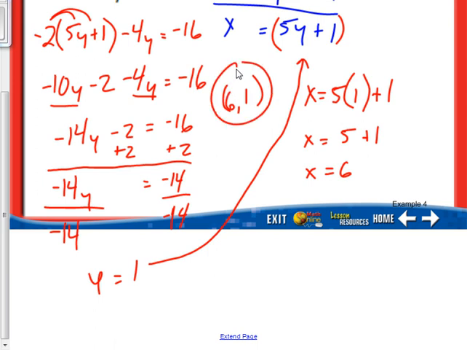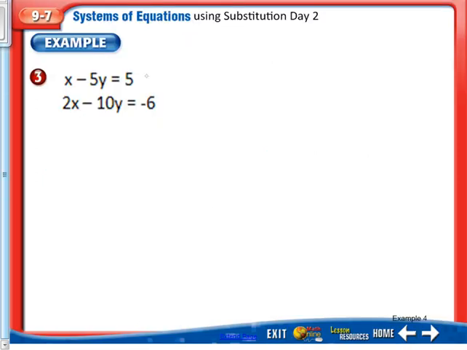So hopefully that made sense, why I chose the variable that I chose, just because it's the most efficient way for me to do this. Again, I'm going to choose this x because it's all by itself. Okay, the coefficient is already 1, so I'm going to bring it over here.